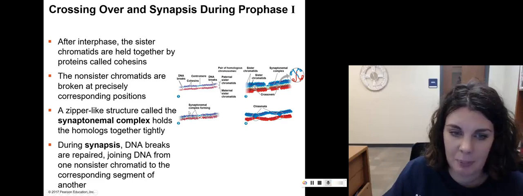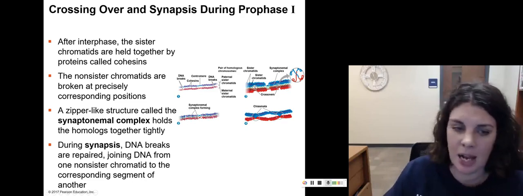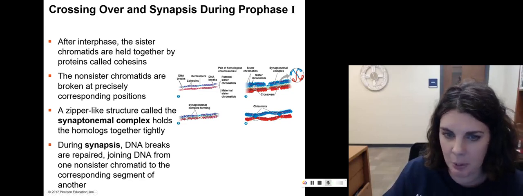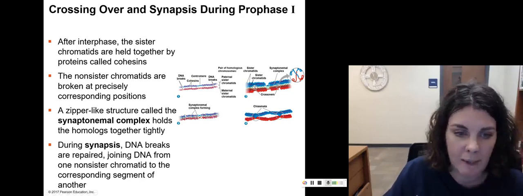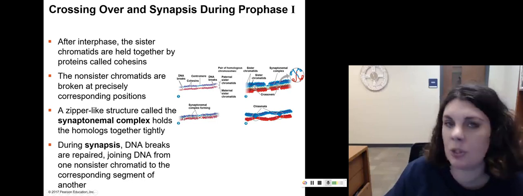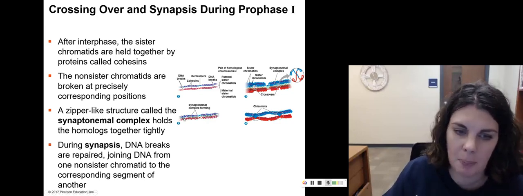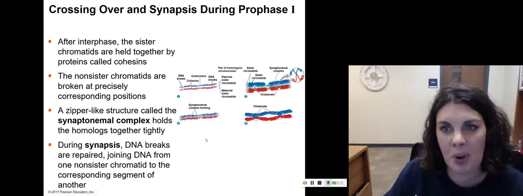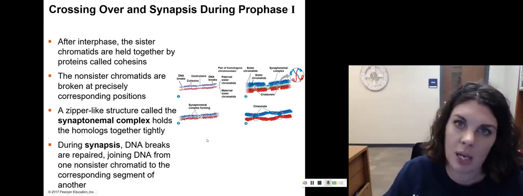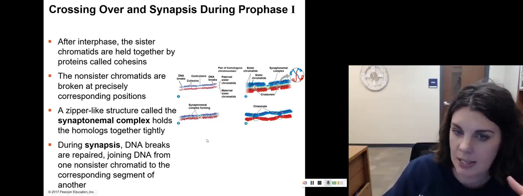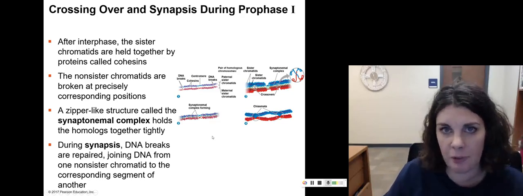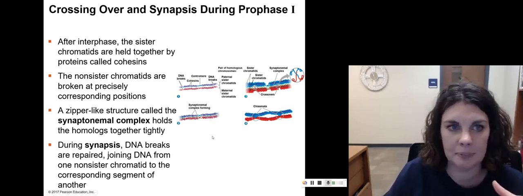During synapsis, you break DNA from one piece and attach it to the other. So both homologous chromosomes are going to break and swap a piece of DNA from mom to dad or from dad to mom. So you end up with a chromosome that is a unique combination of genes instead of just straight from mom or straight from dad.